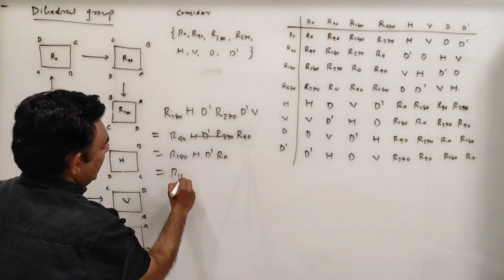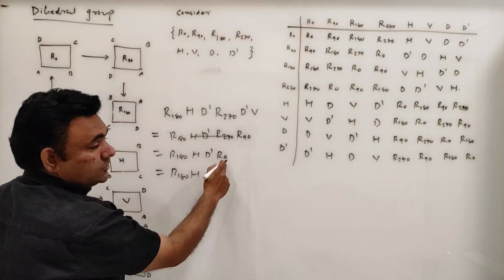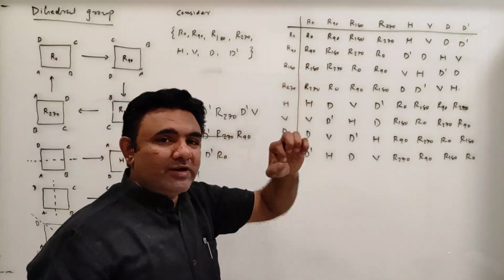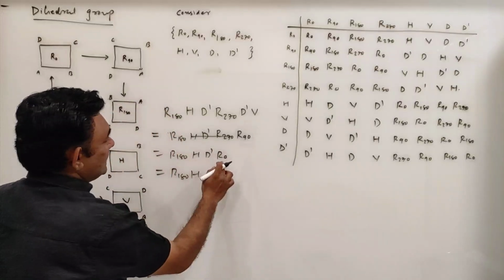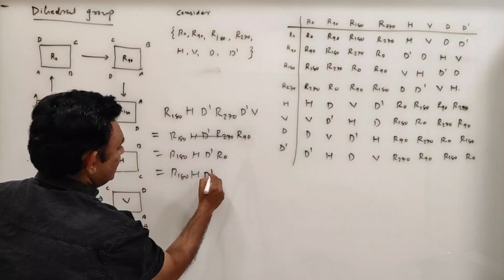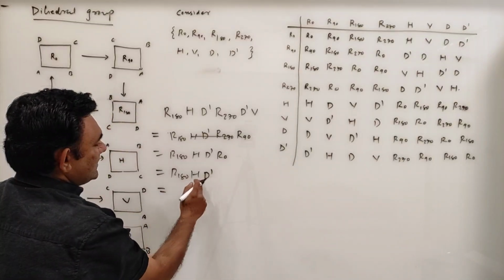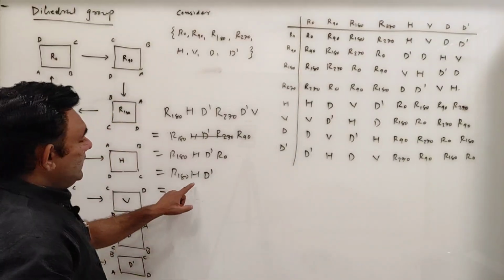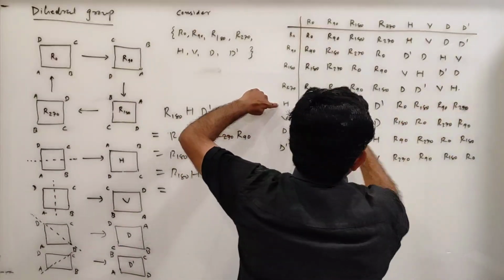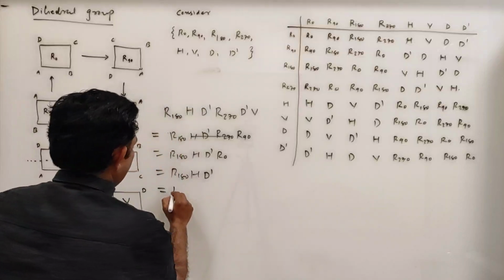So now R180 H D dash R0. See here you can see R0 will work as the identity element. So D dash R0, and you can verify also D dash R0 is D dash. So this is D dash. Now D dash H, right? So you start with H and D dash. So it is R270.